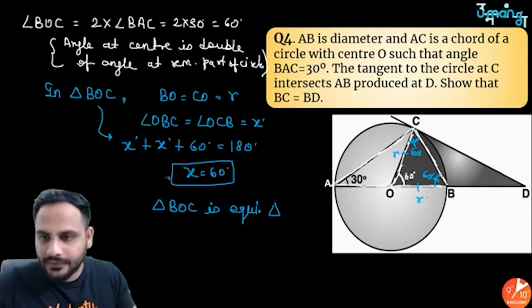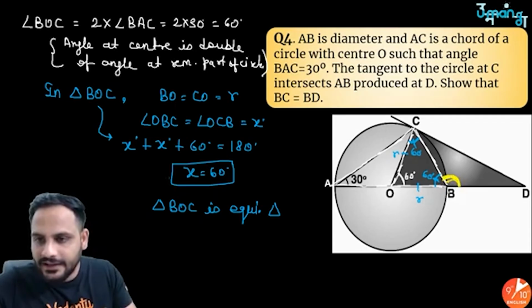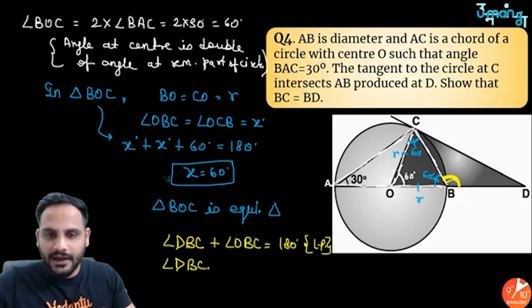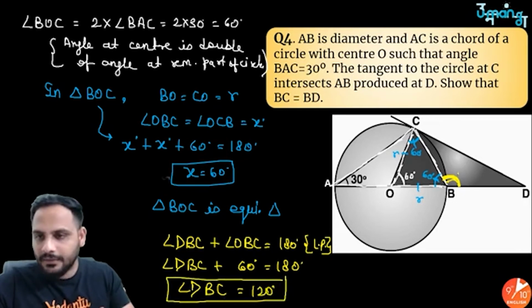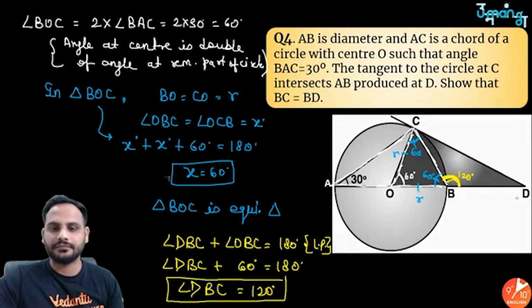Okay, next part. Look at this angle. Angle DBC and angle CBO are a linear pair. So angle DBC plus angle OBC is equal to 180 degrees because it is a linear pair. Angle DBC I do not know, but I know angle OBC is 60 degrees. So you get angle DBC is equal to 120 degrees. So you have got this angle equal to 120 degrees. All right.